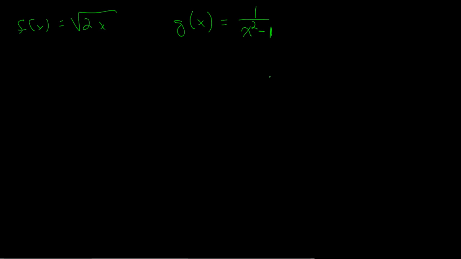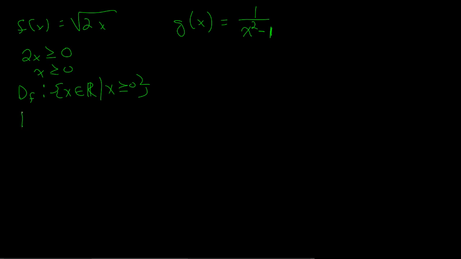Now, the thing I want to keep in mind when I will be composing one function of another function, when I'll be doing anything like this, is I want to look at my domains. Because this is a square root, what's inside the square root has to be greater than or equal to 0, or x has to be greater than or equal to 0. So my domain of f: x has to be greater than or equal to 0.